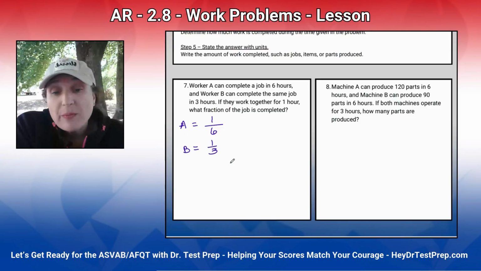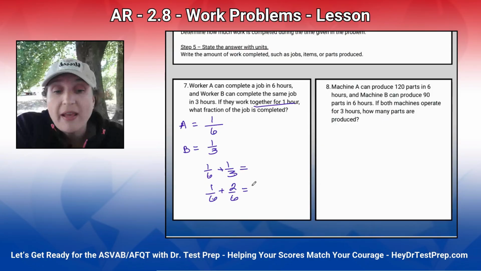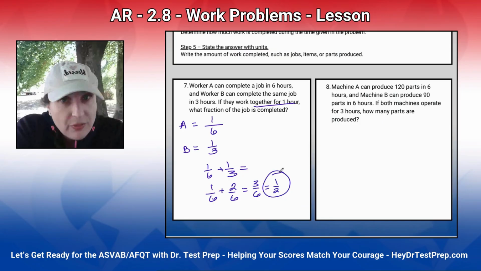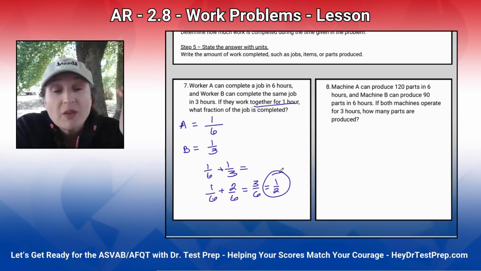So if they work together, all we're doing is adding up how much gets done. So both of these will have 6 as the denominator. 6 times 1 is 6. 1 times 1 is 1. 3 times 2 is 6. 1 times 2 is 2. Multiply going across, and half. So what fraction can they get done? They can get 1/2 of the job done if they both work at their same rate in 1 hour.